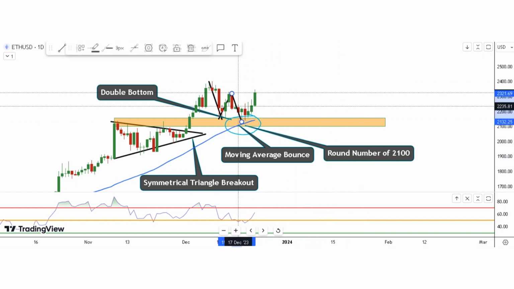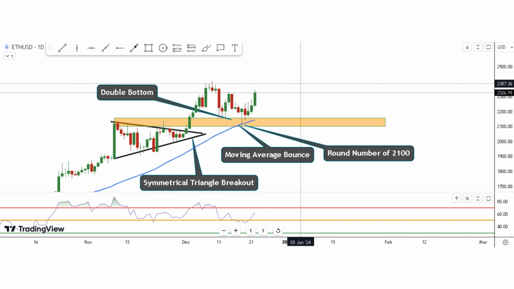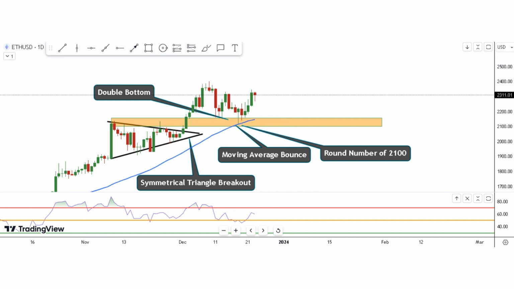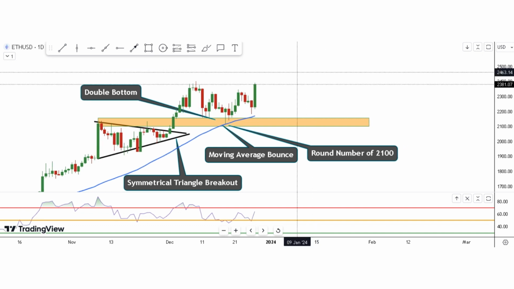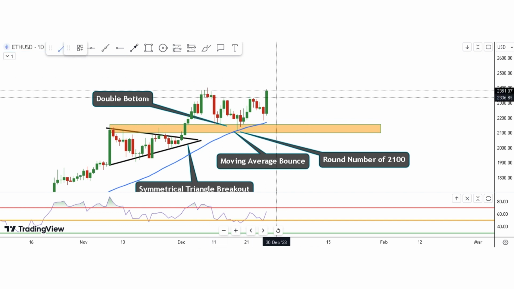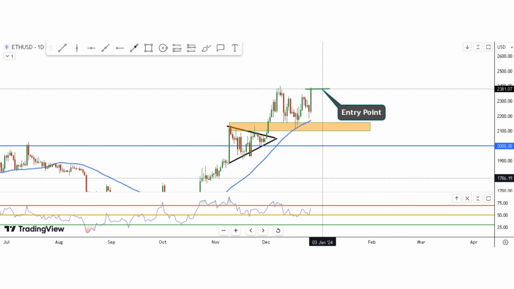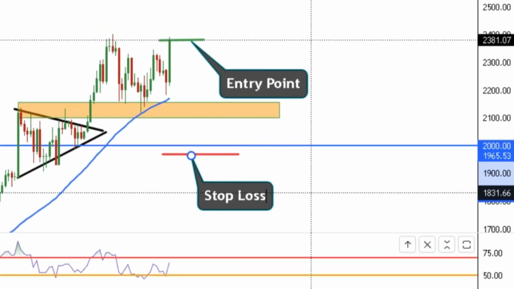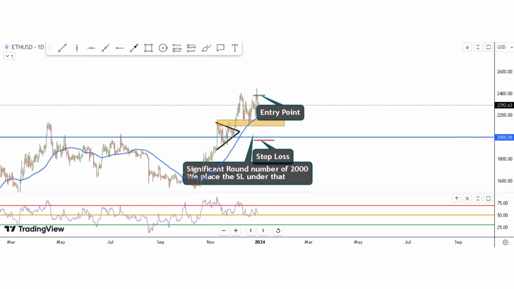So, we have a trend continuation scenario with a price breakout from a symmetrical triangle pattern, a retest of the previous high that is now a support area, coinciding with a significant round number of 2100 level, a double bottom setup, complemented by a bounce off the 50-day moving average, with the RSI gaining momentum after rebounding from the 50 level. We enter a long position following the formation of this bullish candle. Our stop loss is positioned just below the significant round number of the 2000 level, around the price of 1900, allowing for additional buffer room in case of adverse price movement.